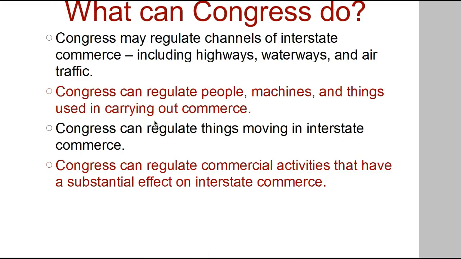Now, what can Congress do? Congress can regulate channels of interstate commerce, including highways, waterways, and air traffic. Congress can regulate people, machines, and other things used in carrying out commerce. Congress can regulate things moving in interstate commerce, between the states. And Congress can regulate commercial activities that have a substantial effect on interstate commerce. For example, Congress can regulate the size of tires. Why? Because once cars or trucks move between states, we can't have different tire grades or different widths between the axles. So Congress regulates that.